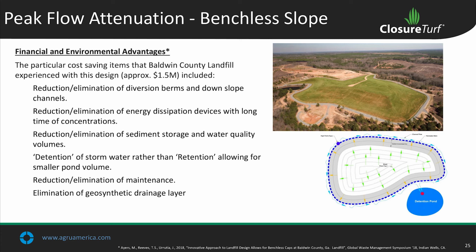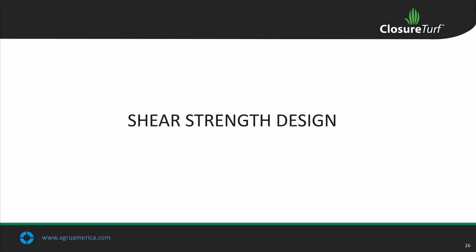For the Baldwin County landfill in Georgia, they saved about $1.5 million, and this included elimination of diversion berms and downslope channels, reduction and elimination of energy dissipation devices, which are always fun to design, and hopefully they work. And then reduction and elimination of sediment storage and water quality volumes. Detention of stormwater rather than retention, allowing for smaller pond volume. And then reduction, elimination of maintenance. And elimination, potentially, of geosynthetic drainage layers.